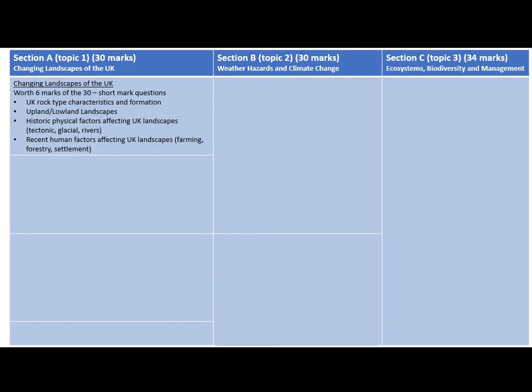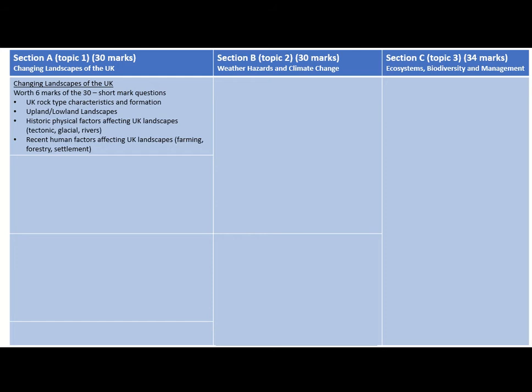And the topics that you might be asked about are UK rock type characteristics and their formation. So igneous, metamorphic, sedimentary, examples of those. You'd need to know examples of them. You'd need to know where in the UK you might find them, but you'd also need to be able to explain how they are formed.